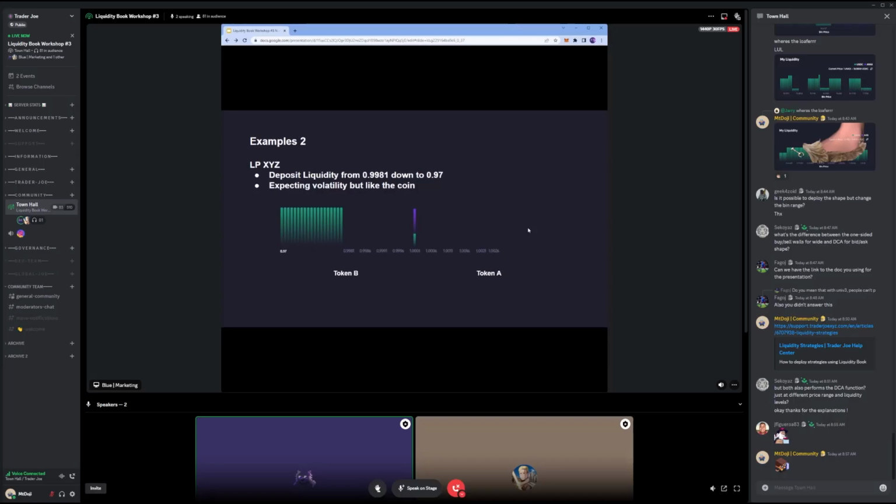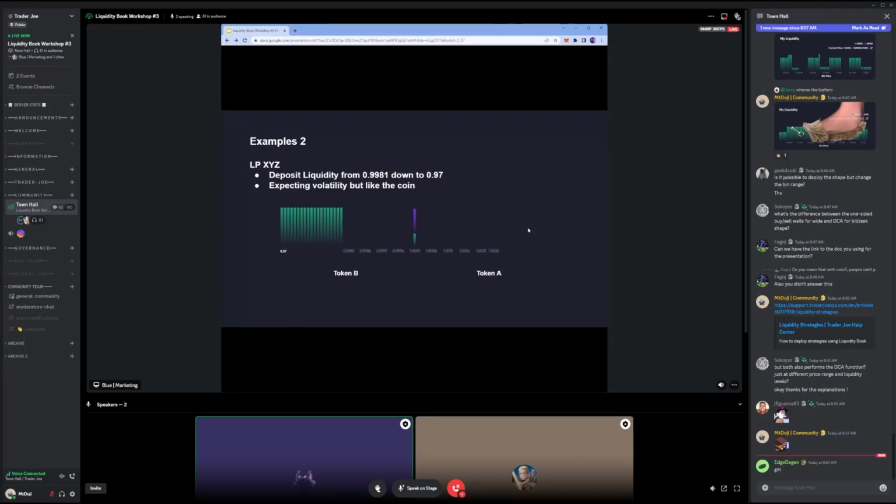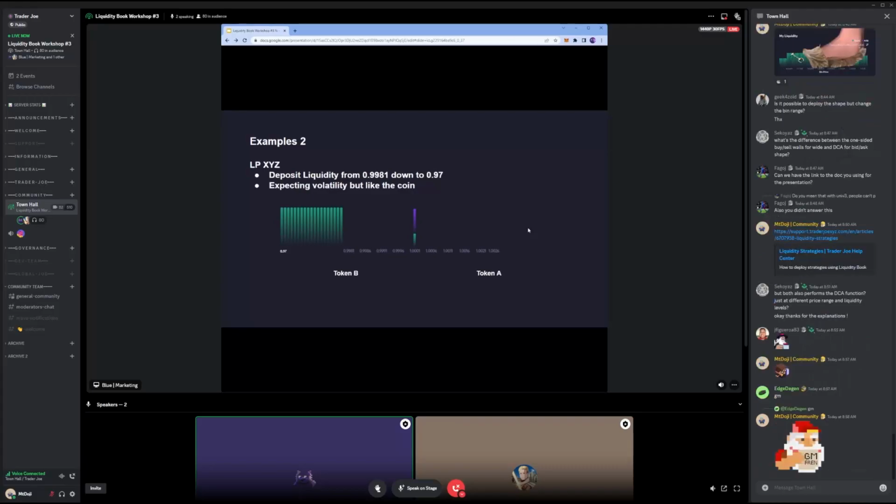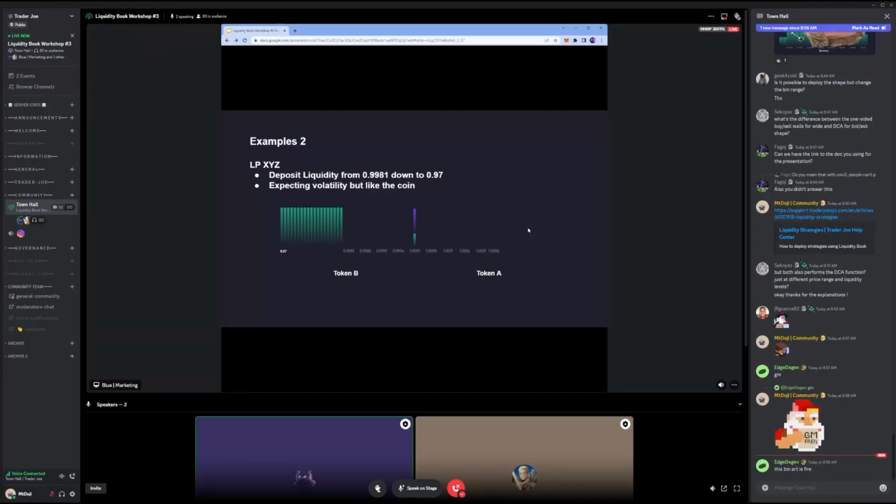I've withdrawn my liquidity and redeposited it from 0.9981 down to 0.97. I'm expecting some more volatility for token A. I think the price is going to go even lower than my original expectation. So to lower my risk somewhat, I've also deposited over a wider range this time.